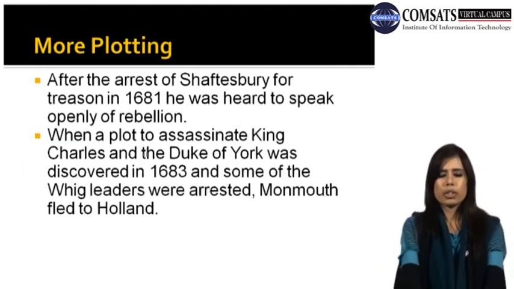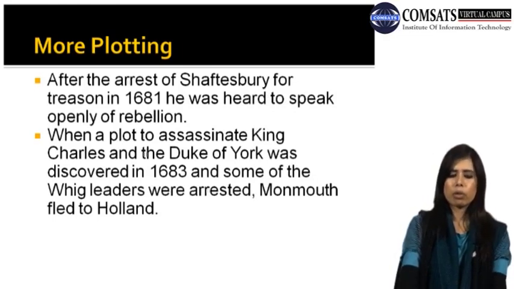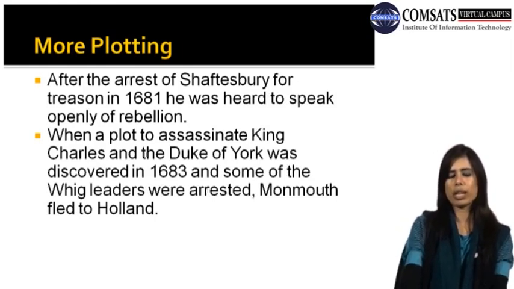After the arrest of Shaftesbury for treason in 1681, he was heard to speak openly of rebellion. When a plot to assassinate King Charles and the Duke of York was discovered in 1683, and some of the Whig leaders were arrested, Monmouth fled to Holland. So, my dear students, because of the plot to assassinate King Charles and the Duke of York, Monmouth went to Holland at that time.